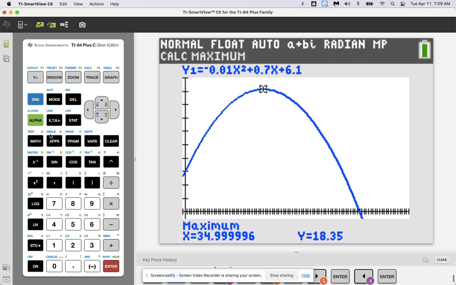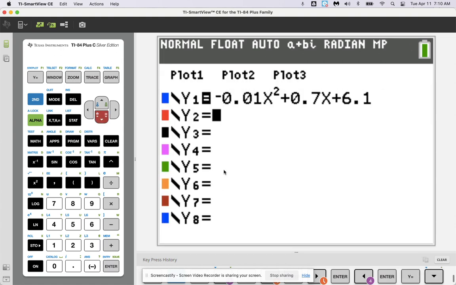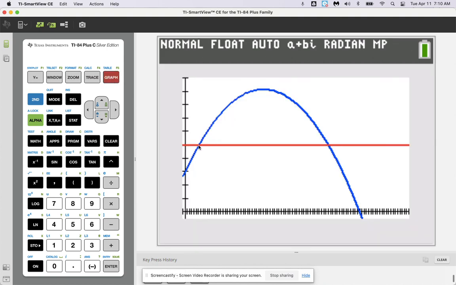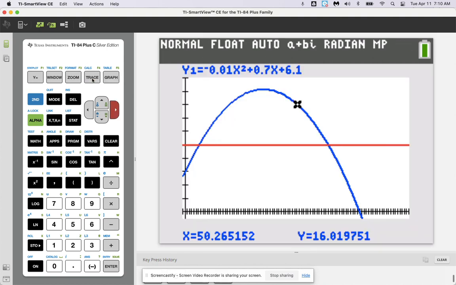If you're interested in particular values, maybe how long does it take for the shot to travel a distance of 10 feet in the vertical. So we can add in an extra line, y is equal to 10, and we can see those intersection points. We can trace over to those intersection points and get a rough approximation of when the shot put is 10 feet in the vertical. This kind of analysis can be done.